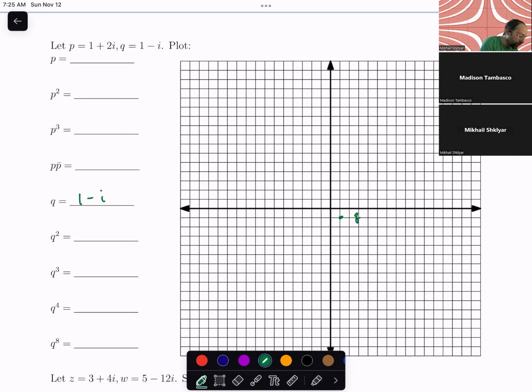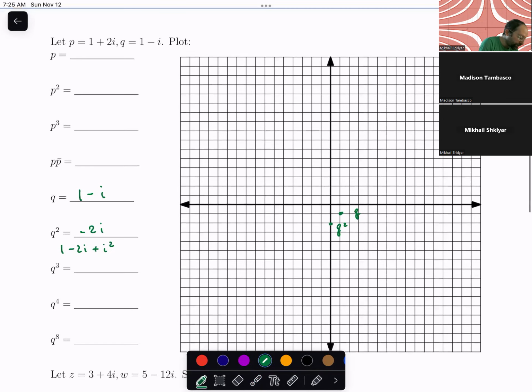q squared is 1 minus i times 1 minus i. That's 1 minus 2i plus i squared. i squared is -1, so it's just -2i. So it's right here. This is q squared right here.